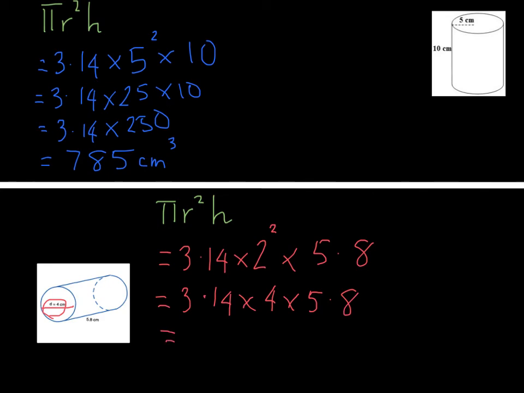I plug that in onto my calculator. It gives us the answer of 72.848 centimeters cubed. Knowing we are using cubic units, you can round that to 2 decimal places. So 72.85 centimeters cubed is the best answer. That's how we find the volume of cylinders.